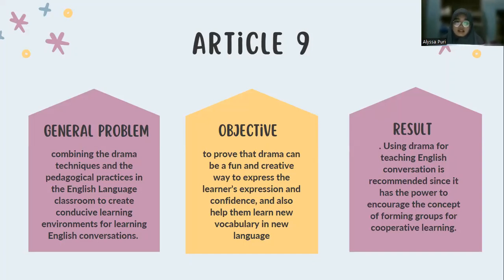The objective of Article 9 is to prove that drama can be a fun and creative way to express the learner's expression and confidence, and also to help them learn new vocabulary in a new language. It can also be a great way for them to practice skills such as speaking and reading. The result of the research conducted in Article 9 is that using drama for teaching English conversation is recommended, since it has the power to encourage the concept of forming groups for cooperative learning.